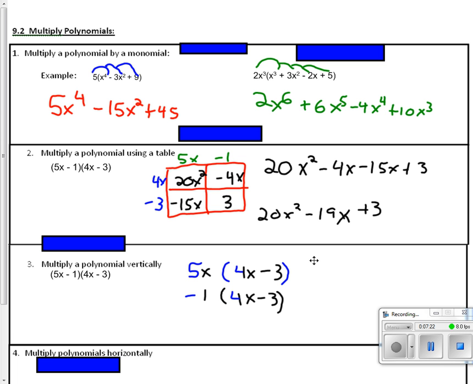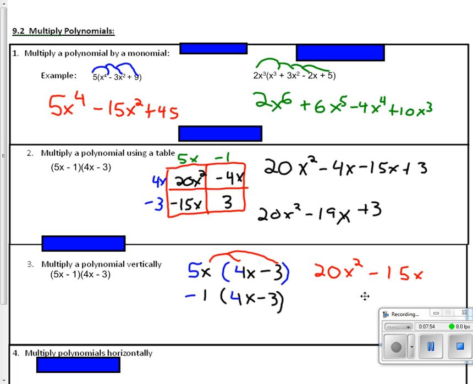When you distribute into the top, 5x times 4x, we get a 20x squared. Doing that was the first one. The second one, 5x times negative 3, is going to give us a minus 15x. Okay. For our second one, we have negative 1 times 4x, so it's a minus 4x.